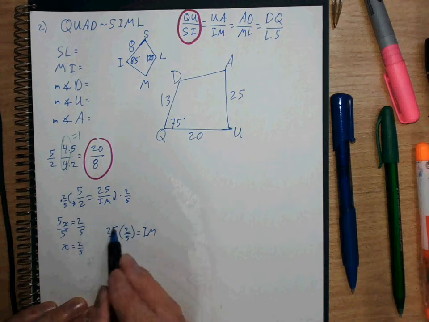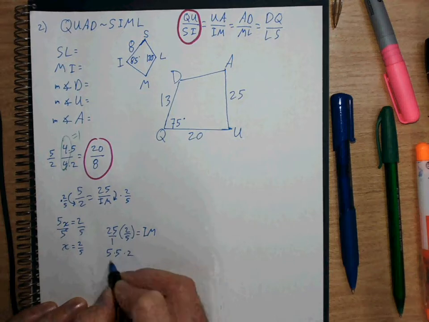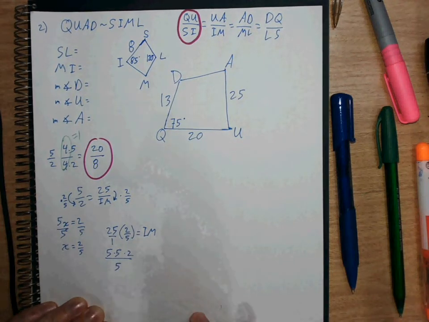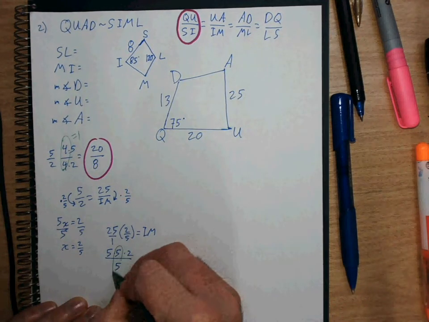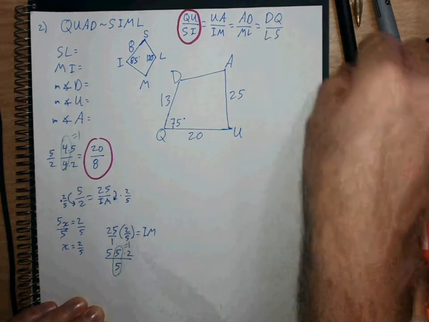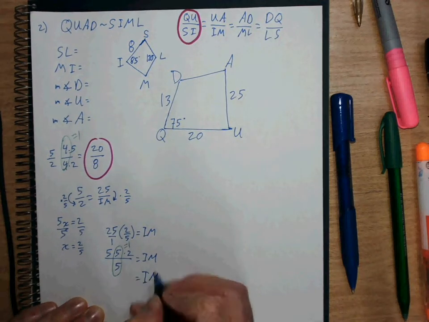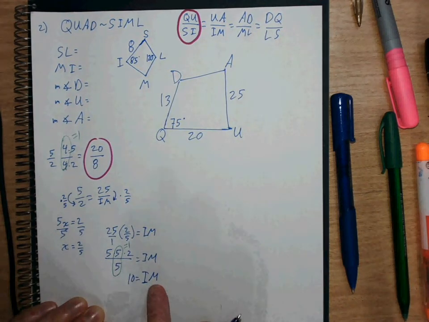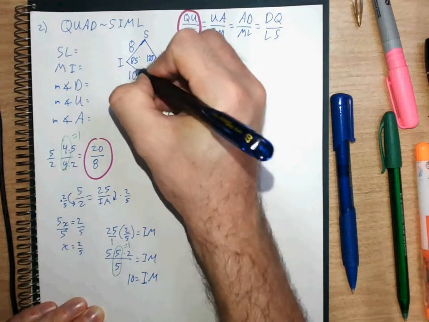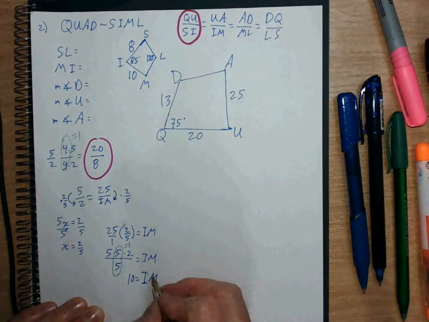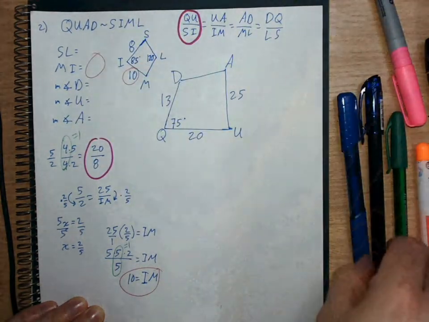I'm going to actually break this down. Rather than doing 25 times 2, I'm going to break this down to 5 times 5 times 2 over 1 times 5 is 5. Right? And the reason why I do that is because then it's easier to see that I can simplify 5 over 5, which is 1. And so I have 2 times 5 is 10. Okay? So I can see that IM is 10. I'm going to circle that in red. Okay? IM is 10.